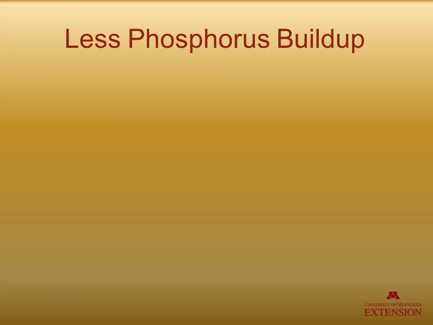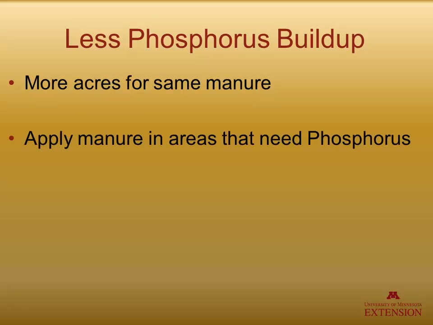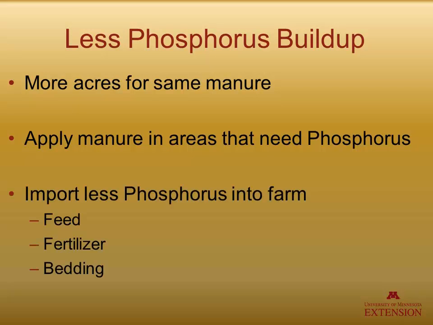So, one of our goals is to have less phosphorus build up on our soils. Different ways of doing this: we can just have more acres for the same manure, or we can apply manure in the areas that need the phosphorus. This is one of the key points of the whole grid sampling concept. And we can consider importing less phosphorus into the farm system by the feed, fertilizer, and bedding that we purchase.